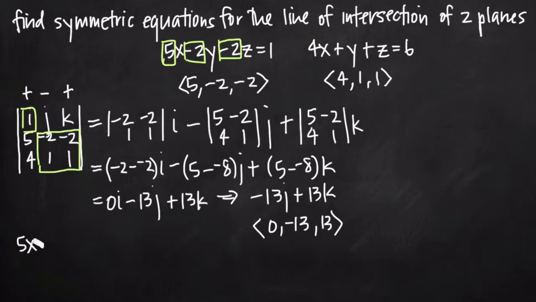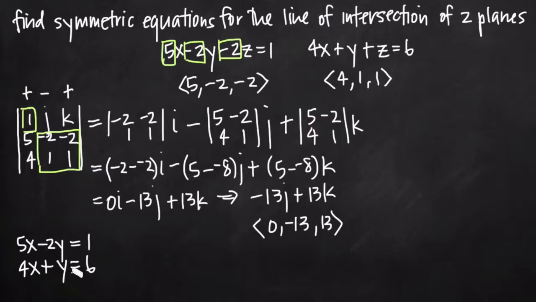We'll get 5x minus 2y. Here we'd get minus 2 times 0. This term just goes away. We're left with just positive 1 on the right-hand side. Same thing here when we plug in 0 for z. That term goes away, and we have 4x plus y is equal to 6.